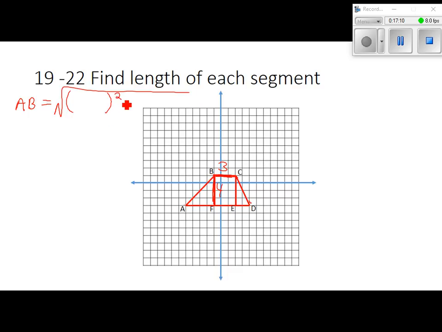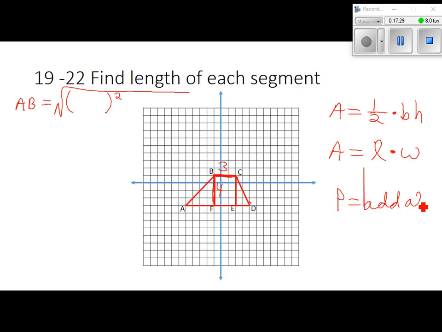And then once you find that, just remember the formula for area of a triangle is 1/2 times base times height. Area of a rectangle is just length times width. And for perimeter, you just add all the sides. So you just add the lengths of the sides. But the first thing you're going to have to do is go through here and find all these lengths.